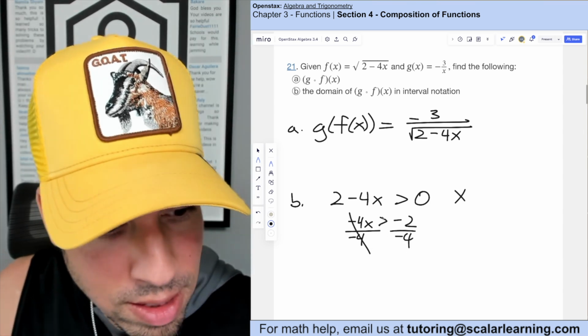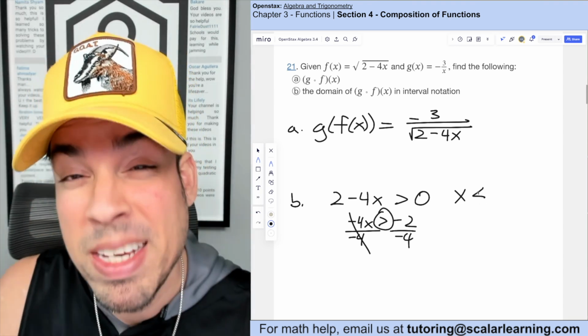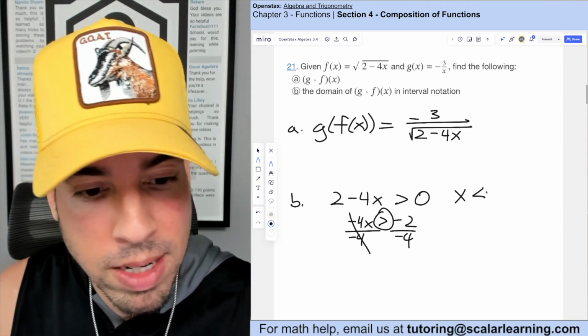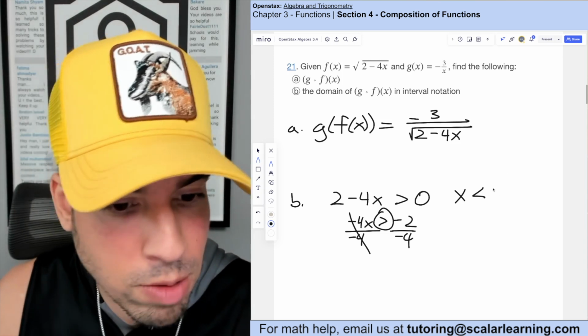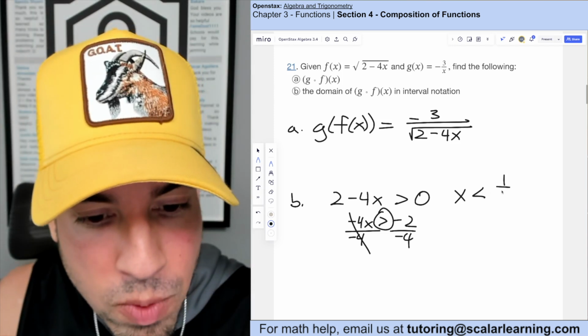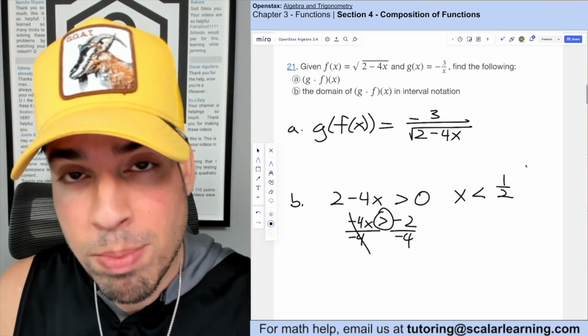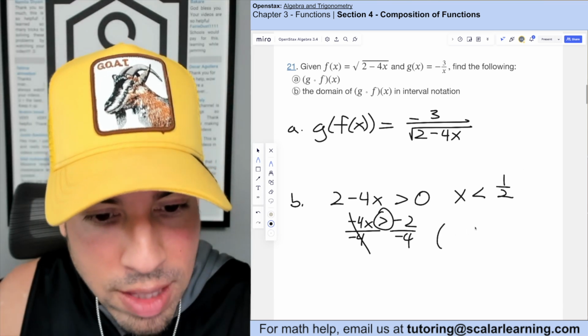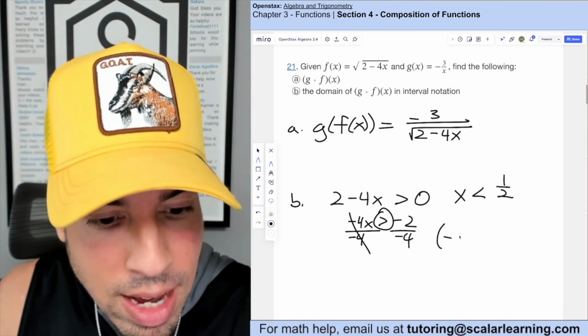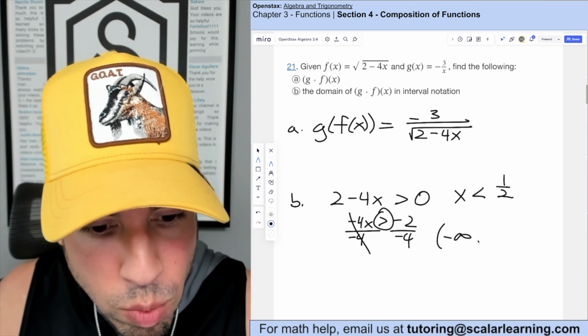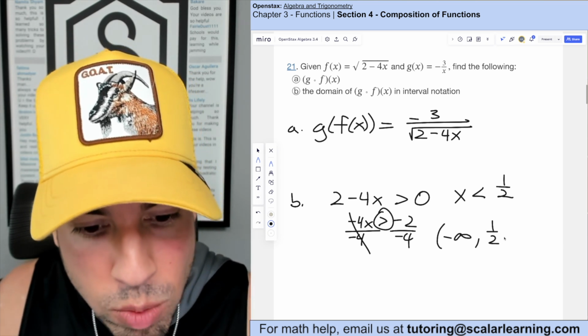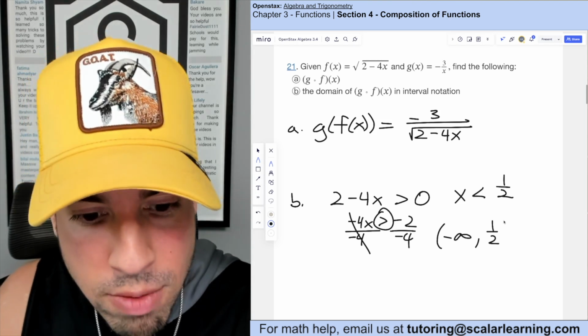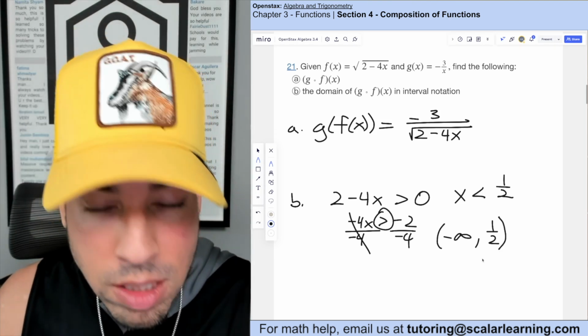I get x is less than, I'm flipping that because we're dividing both sides by a negative. We do that if we divide or multiply both sides by a negative. X is less than 1/2. So that's the domain. Now we put that in interval notation. So less than 1/2, that means negative infinity is our bottom, going all the way up to, but not including, 1/2. So since we're not including 1/2, we put a nice curved parenthesis, boom, done.